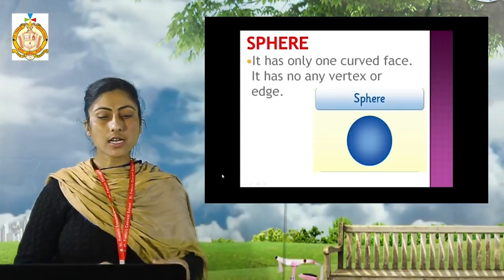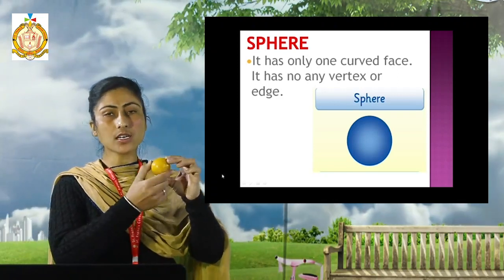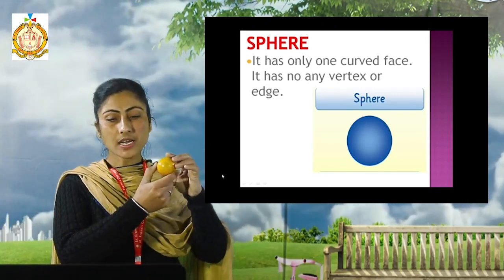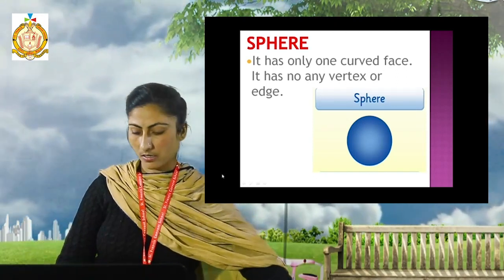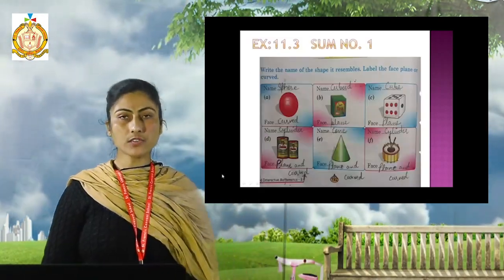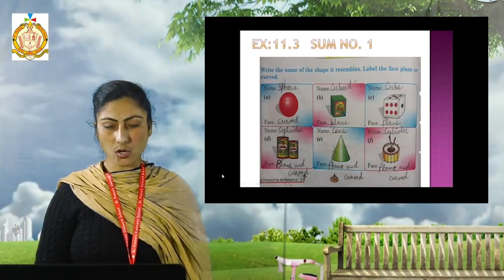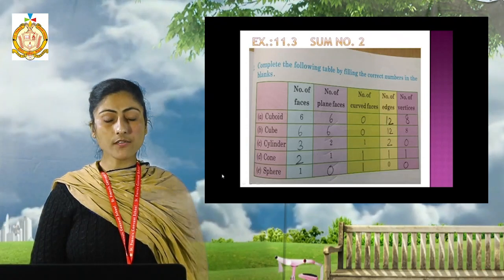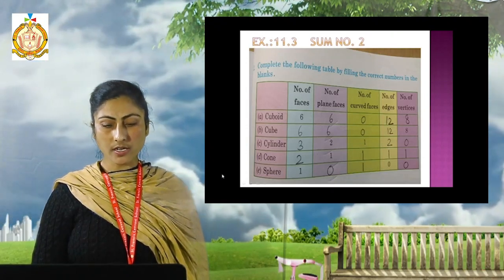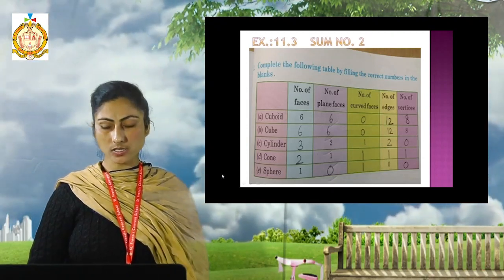Next is sphere. A sphere has only one curved face. It has no vertex or no edge. Now here 11.3 exercise. First sum is solved. You can see. Next 11.3 second sum is solved, which is based on these concepts.